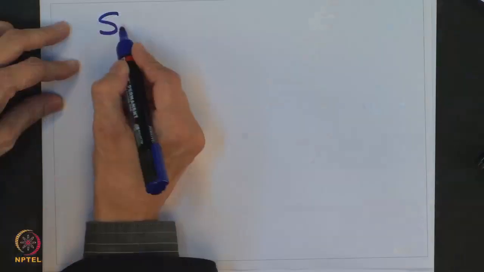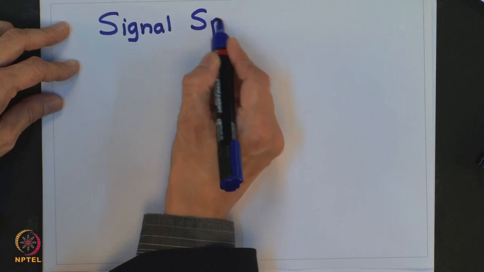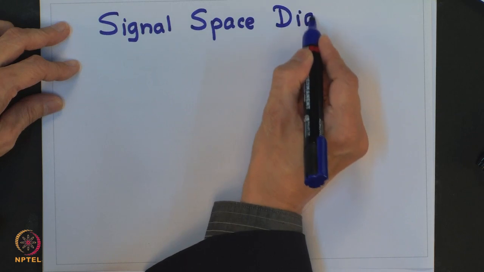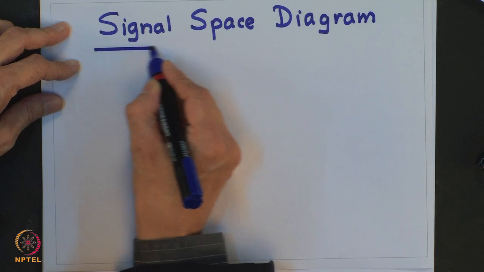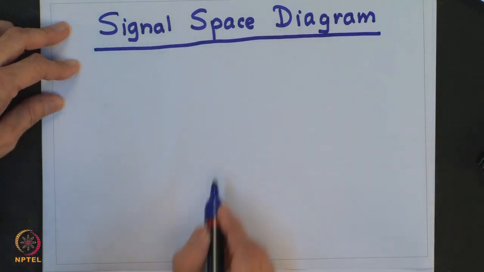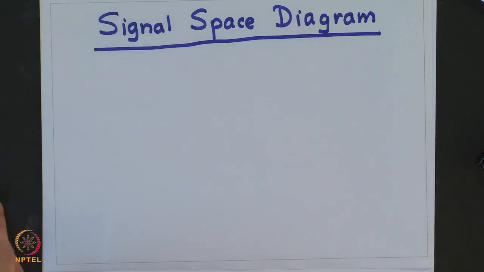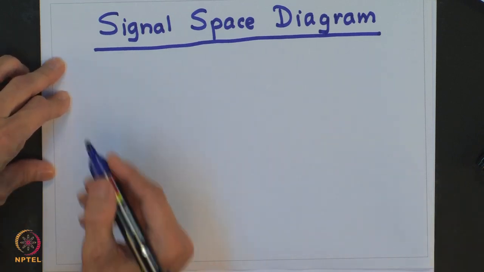Now, let us look at the signal space diagram for this MSK case. The signal space diagram will help us to design the optimum receiver and to calculate the probability of error, and it will also help us in understanding the modulation scheme for MSK.